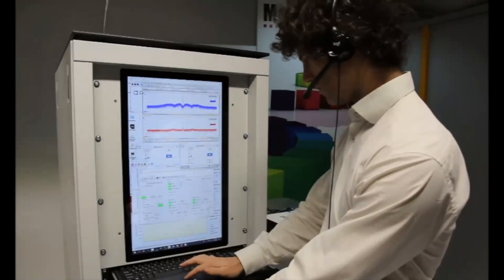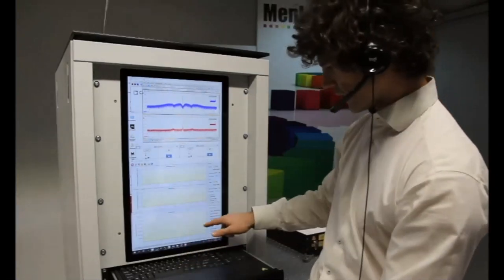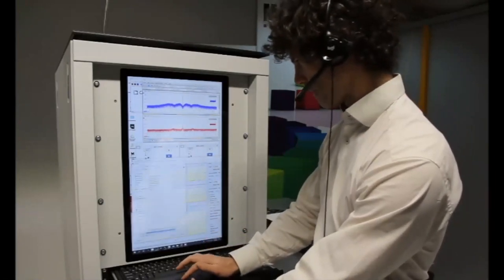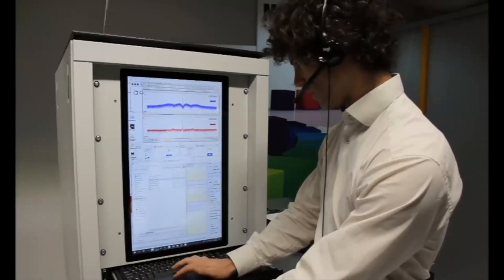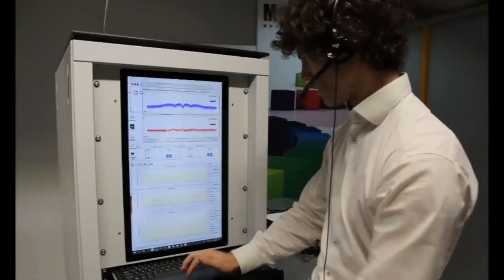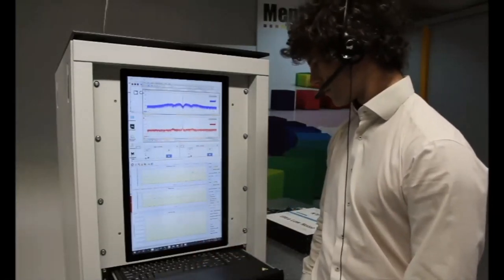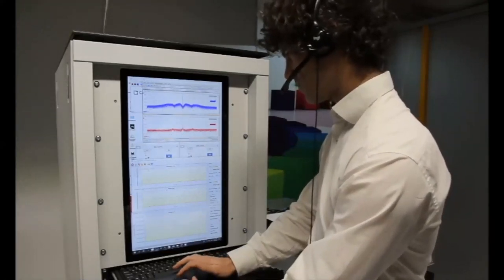And again here, you can also see that the repetition rate changed, and now we make a second measurement. And again, wait 30 seconds. Okay, so that's the second measurement.